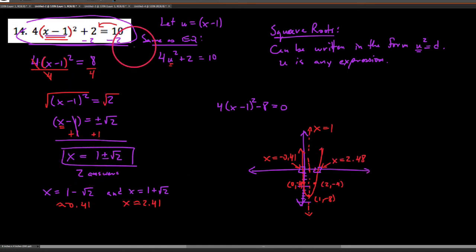So just keep this in mind. When you're solving equations using square roots, what we're looking at is a situation where we can get the squared thing by itself and then take the square root of both sides and simplify if necessary.